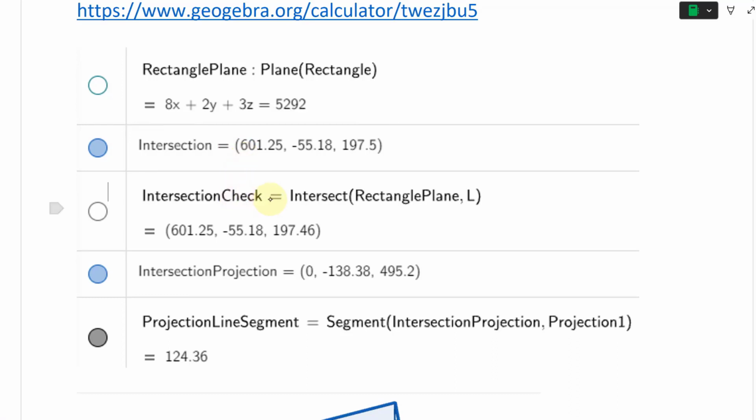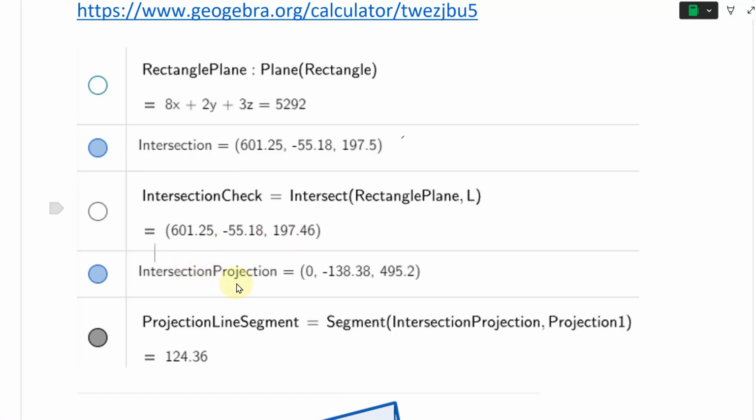Now here, what you could do is you could do a rectangle plane, so that one we had, you could just use the intersect formula. So intersect, and then add the line L and the rectangle plane, and it automatically solves exactly this. It's exactly the same thing. But this one I rounded up 197.5. This is 197.46. So epic stuff.